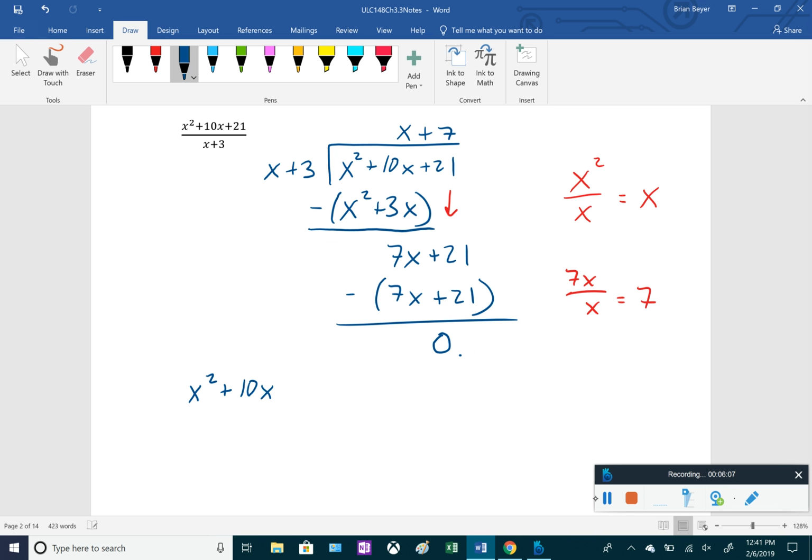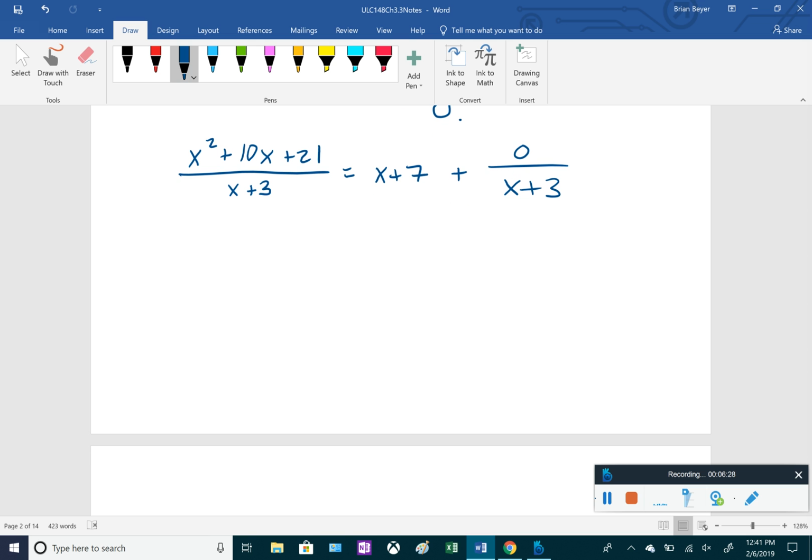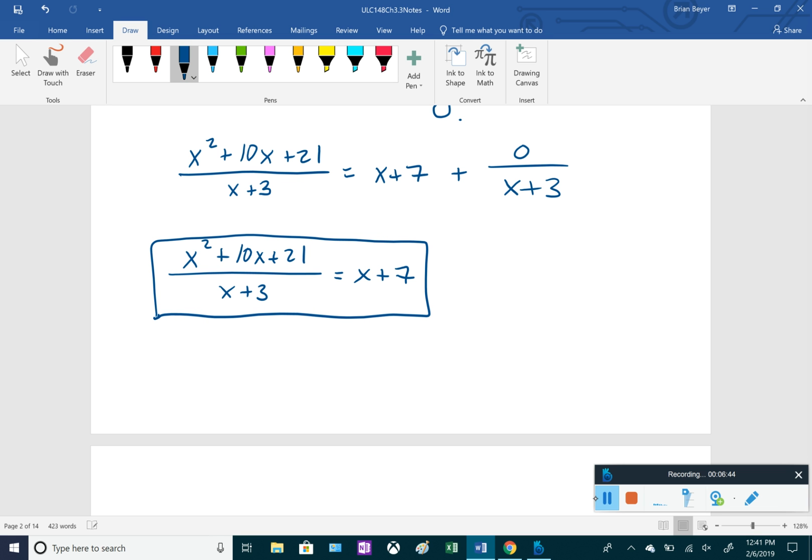So that means that x squared plus 10x plus 21 divided by x plus 3, so dividend over divisor, equals the quotient plus the remainder over the divisor. So that's pretty silly, right? We're not going to write that 0 over x plus 3. So we're just going to write this as x squared plus 10x plus 21 divided by x plus 3, which equals x plus 7. So that would be our answer here. This whole thing just equals x plus 7, but written in the division algorithm would be that whole thing.